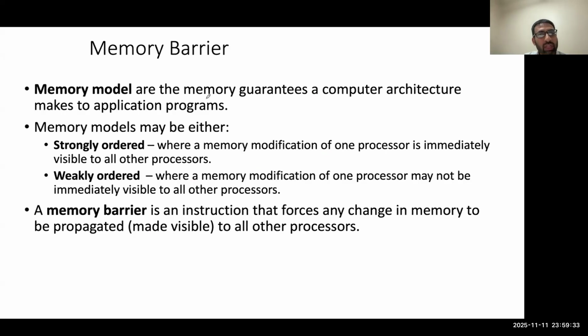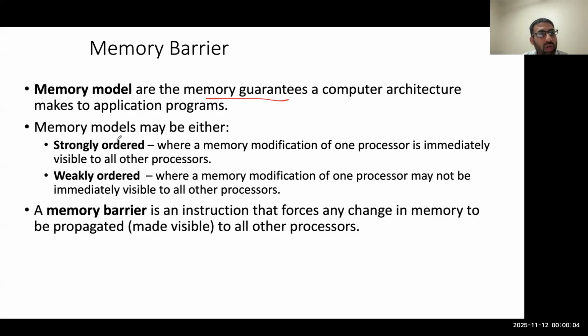What do we mean by memory guarantees? By memory guarantees, we mean that if changes are made to a shared memory location between two processes, let's say there is a memory location which is shared between two processes, and one of them makes the change, then the question is when will that change become visible to the other processes who are also accessing the same memory location, right?